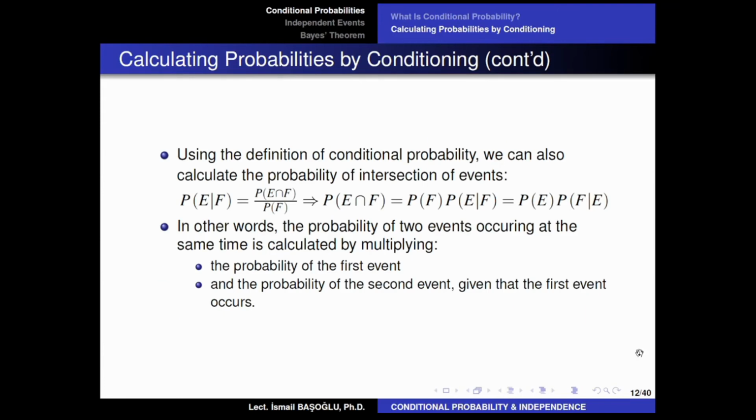Okay, so calculating probabilities by conditioning. How do we use this conditional probability expression to calculate the probabilities?